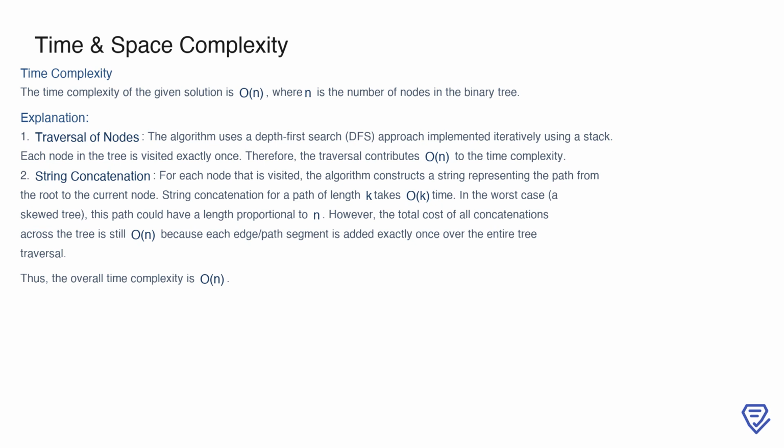Now, during this traversal, we construct strings that represent the paths from the root to each node. While string concatenation for a single path of length k takes k time, in the worst-case scenario, such as in a skewed tree, the path length could be proportional to n. However, the total cost of all these concatenations combined still sums to O(n), as each edge or path segment contributes only once across the entire traversal. Putting it all together, the overall time complexity remains O(n).